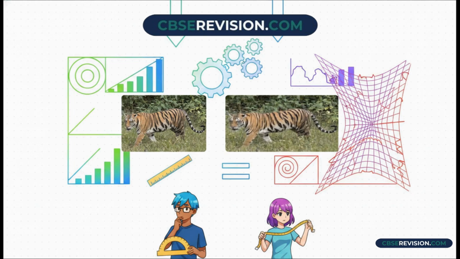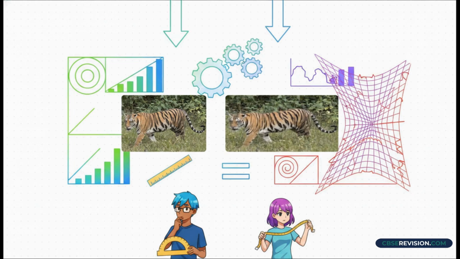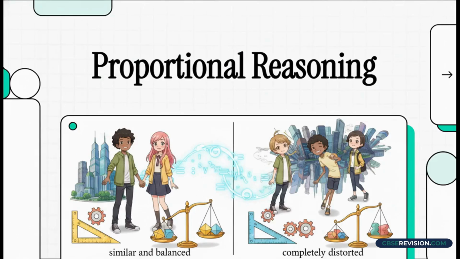So why does one picture look totally normal to our eyes and the other looks so incredibly strange? Well, today we're going to find out exactly why that happens. We are going to master Chapter 7 of your Grade 8 Mathematics textbook, which is called Proportional Reasoning. We will uncover the simple mathematical rules that make things look either perfectly balanced or completely distorted.